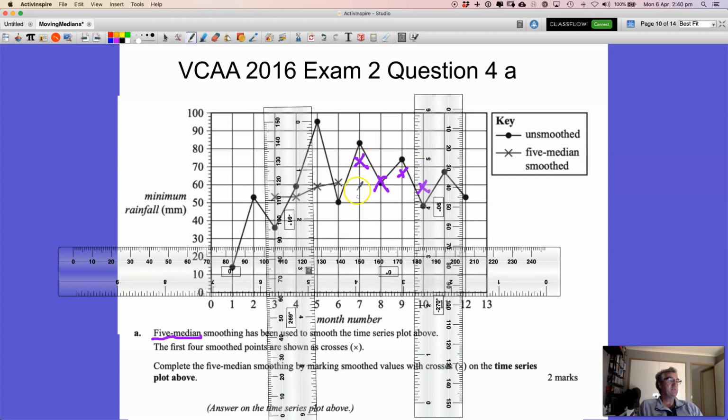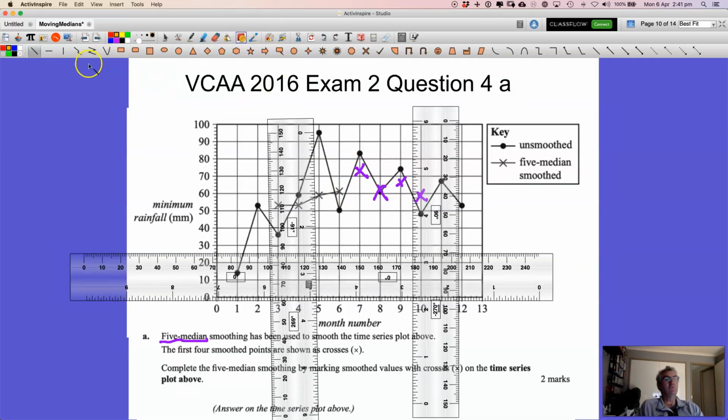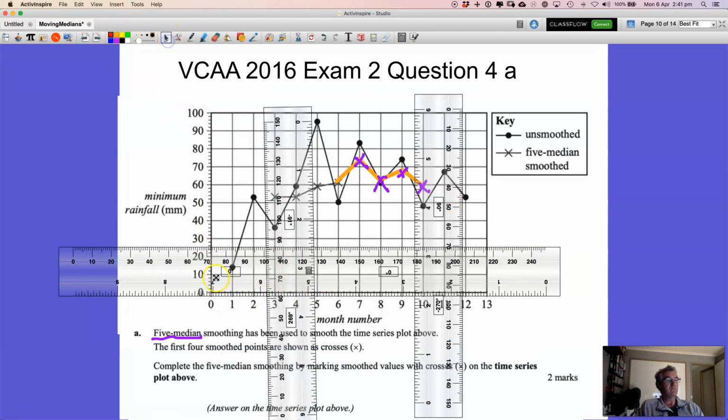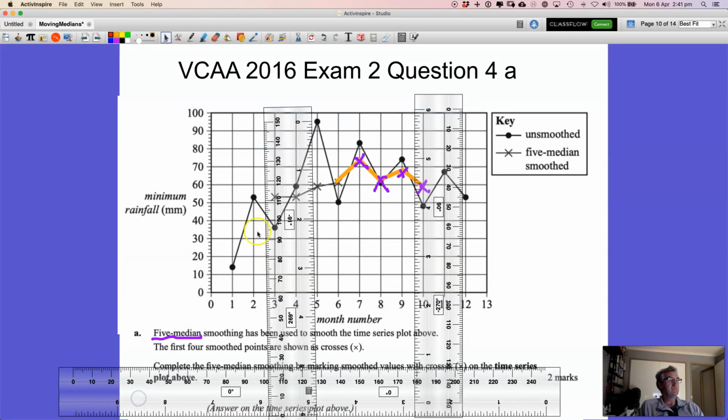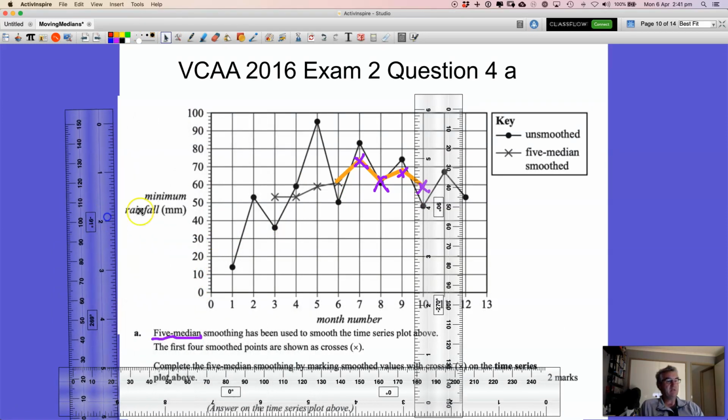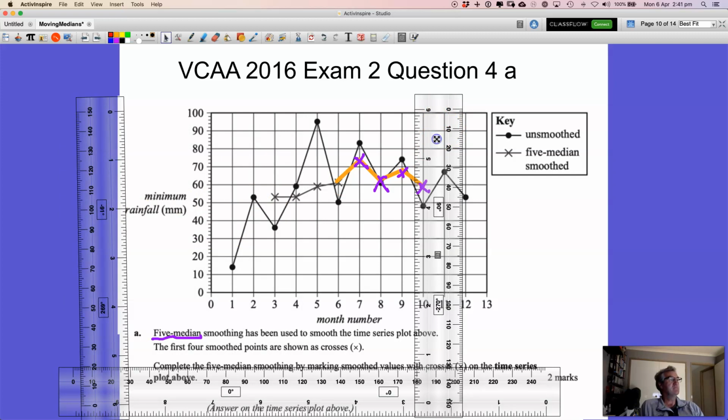Now, last thing I need to do is effectively just join up these crosses. This is where you'd use your ruler. I can just easily, so from that point to that point to that point to that point there. So there you have it. That is 5 median smoothing.